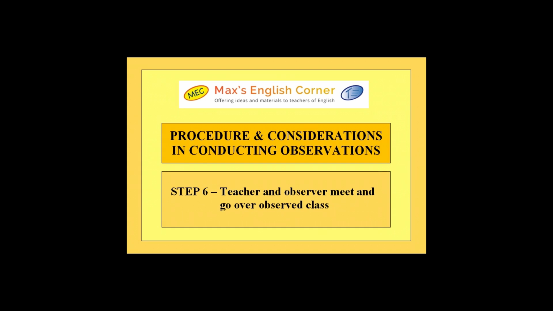Step 6. Teacher and observer meet and go over the observed class. This meeting should be done as soon after the observed class as possible, while everything is still relatively fresh in both their minds. If the observer can complete at least a rough version of the report during the class, then they might meet immediately after the class. Often, though, the observer might need time to put together the report and his or her thoughts on some areas, so they might meet up 1 or 2 days after the class.